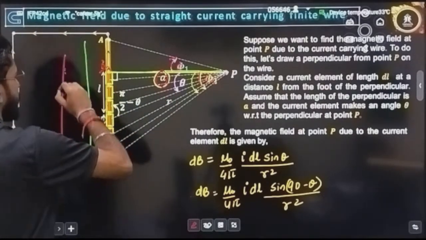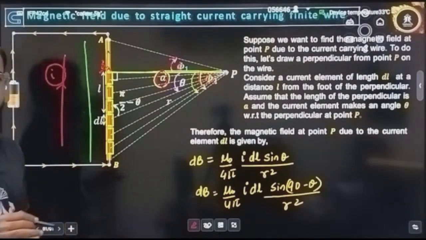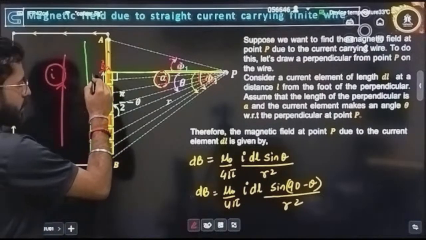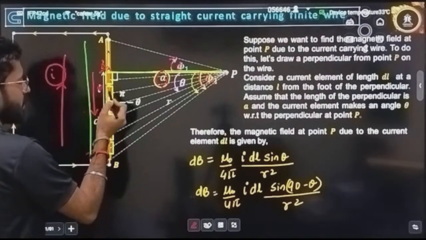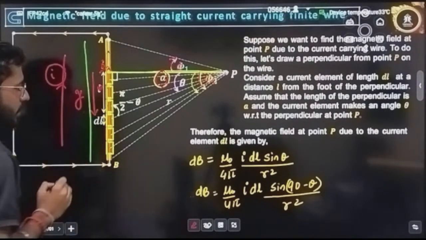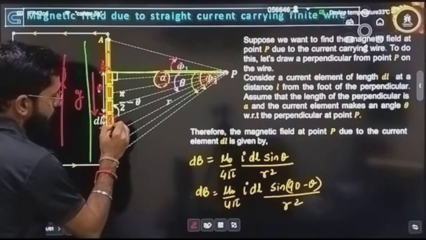This is the upward direction. The current is given. What I will do is take an element at some distance, given as L. I will go at some distance, let's suppose y. At some distance y, I will cut an element of thickness dy.